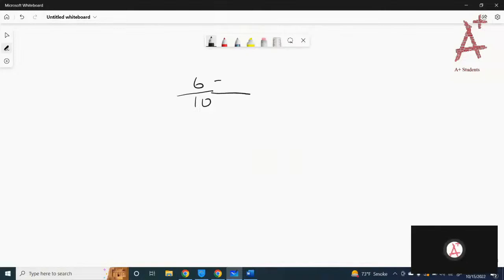So find a number that can divide both numerator and denominator. Got it? 2 times 3 is 6 and 2 times 5 is 10. So that means the simplest form is 3 over 5. Got it?